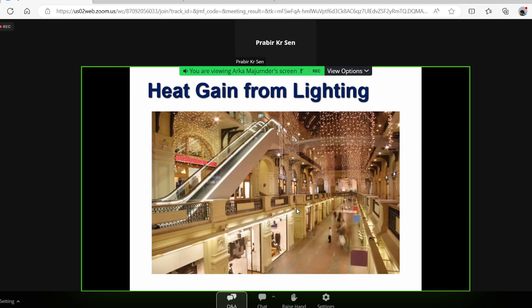Heat gain from lighting. We must understand lighting a bit before we go to heat gain from lighting. I'm going into a little detail because these are the basics. Once you make this clear, then you can work with any kind of software with much more confidence and you can exercise your decisions, judgments. You don't have to work like a donkey with some software, then you get garbage in and garbage out.